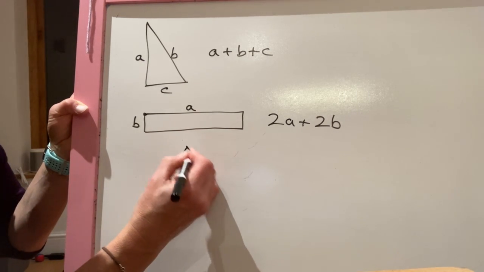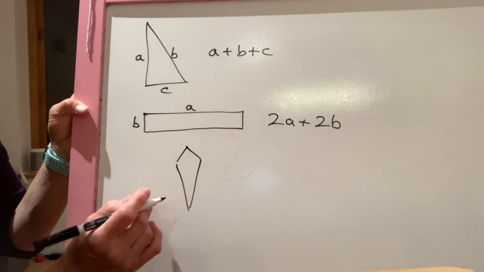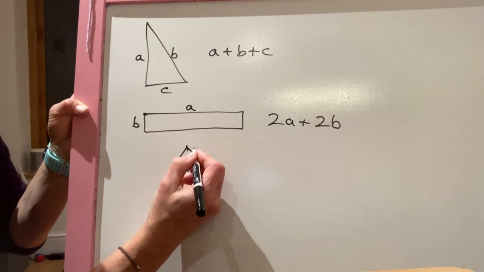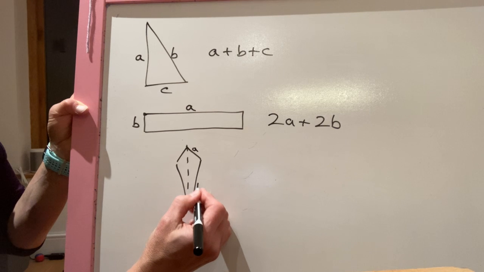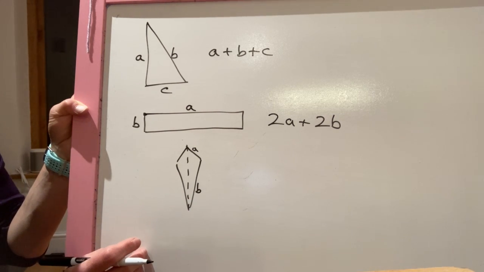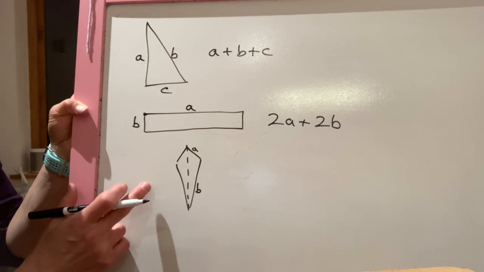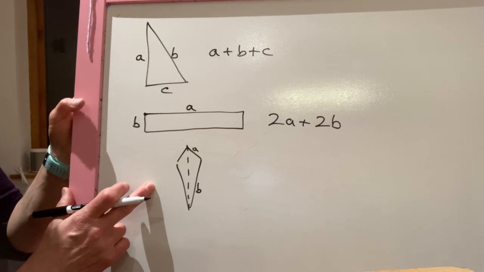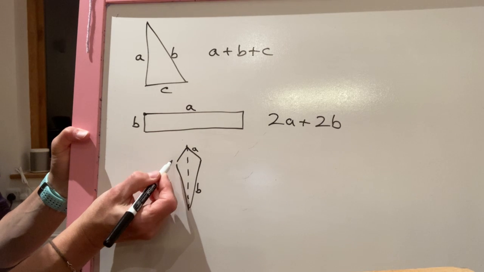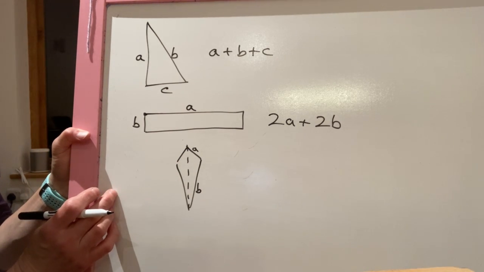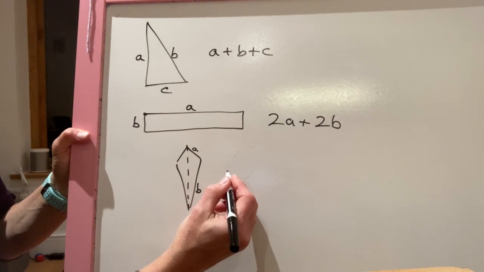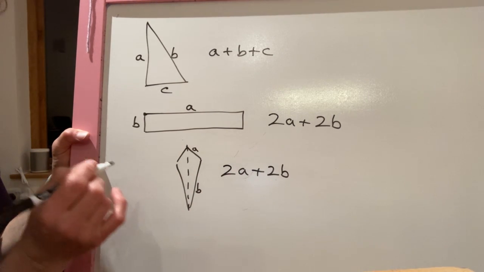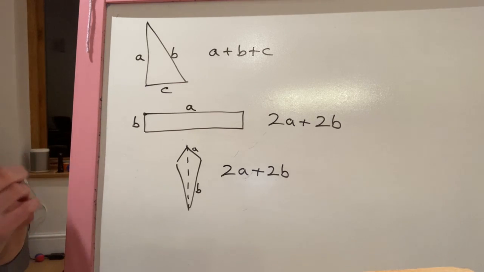Let's take a kite. There's our line of symmetry down the middle. We've got these two lengths the same, and these two the same. So what would be the way of writing the perimeter of our kite as an algebraic expression? We've got this A and A, B and B. Did you get it? Hope so.